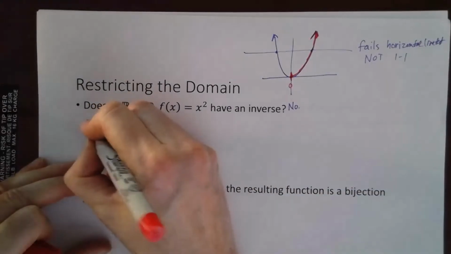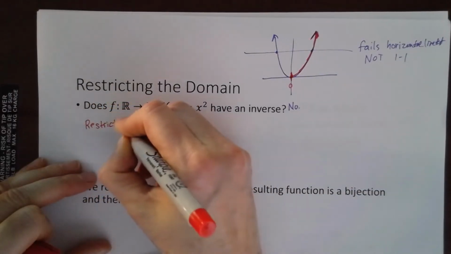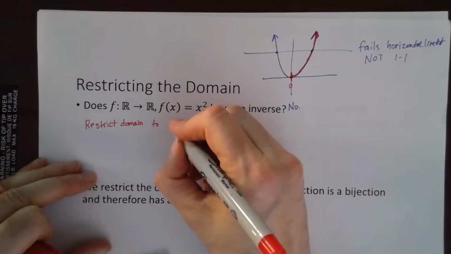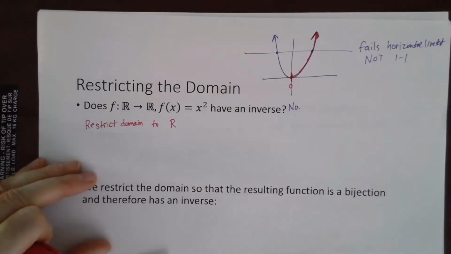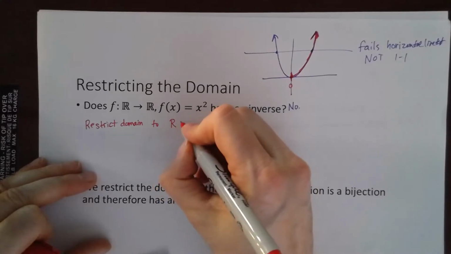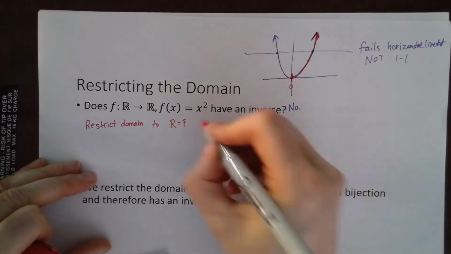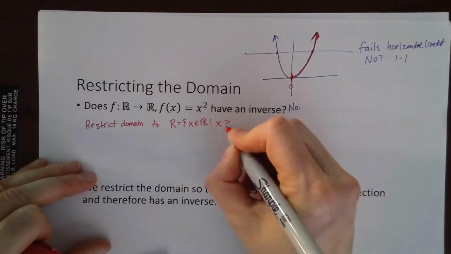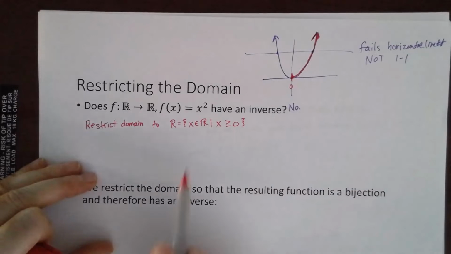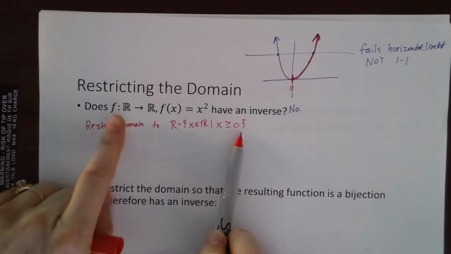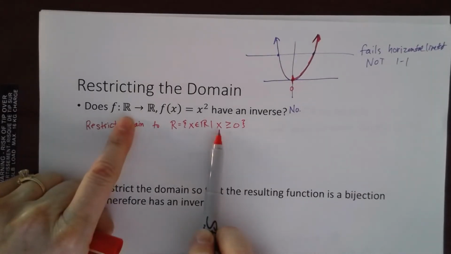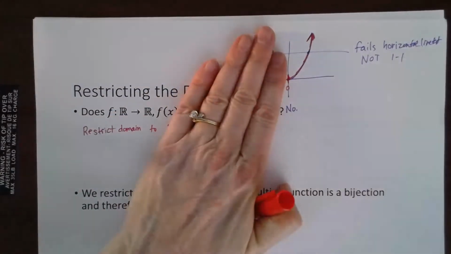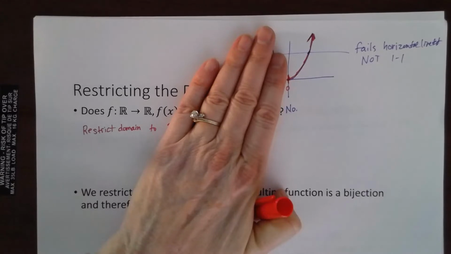So if I restrict the domain, and I'm just going to call this R, not a fancy R, just a plain old R, the set of x that's real numbers such that x is greater than or equal to 0. So if I restrict the domain to be just that part of the set of real numbers, just the values that are greater than or equal to 0, then if I take that away, what I'm left with in red, will that pass the horizontal line test?